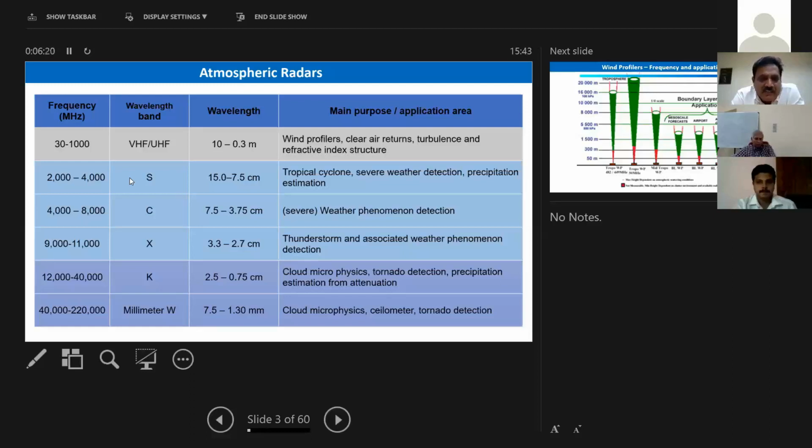And then there's another class of radar called cloud radars. They operate at very high frequency, at the Ka band or W band. They are used to study clouds, cloud microphysics, cloud processes, and very light precipitation. Because the attenuation is very high at these frequencies, we cannot use them for rainfall or precipitation studies.